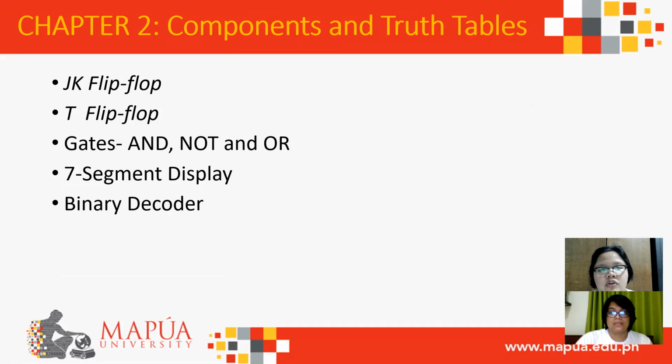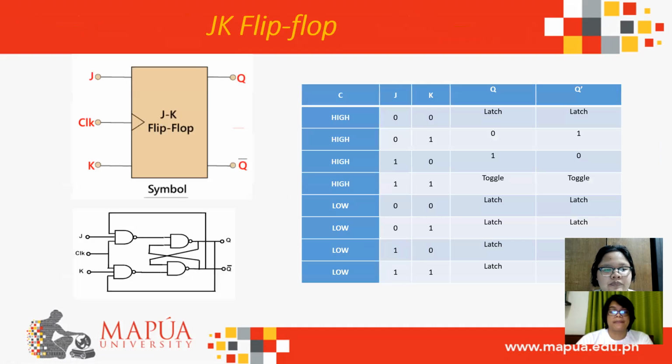So for our chapter 2, the components and truth table. Let us go first to the JK flip-flop. This is the symbol of the JK flip-flop in Logisim. The JK flip-flop is the most commonly used flip-flop. It is also known as the universal flip-flop, and it is related to the RS flip-flop. Having feedback that enables one of its input terminals, it has 4 possible combinations because of the additional clock input, which is 1 or 0, giving no change and toggle.